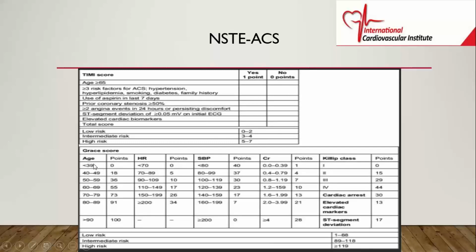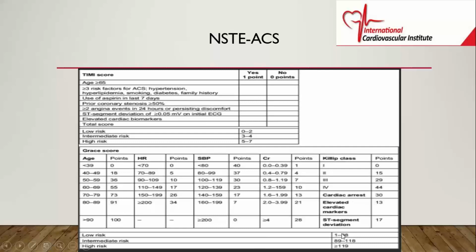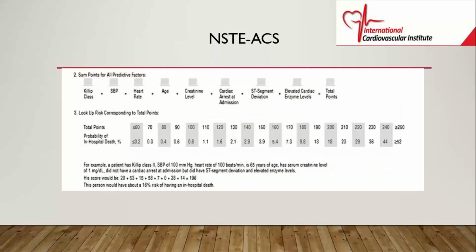Now with the GRACE score, the scoring system is a little bit different, but the calculator will do the scoring for you. So we talk about a low risk individual with a score of 1 to 88, intermediate risk individual 89 to 118, and high risk someone with a score of greater than 119. So you need to be familiar with the scoring system because you have to risk stratify these patients.